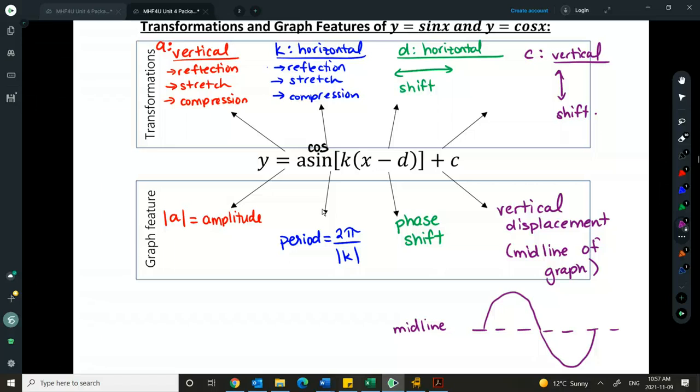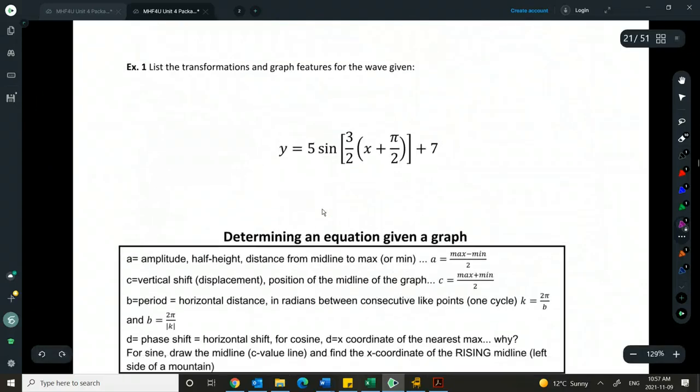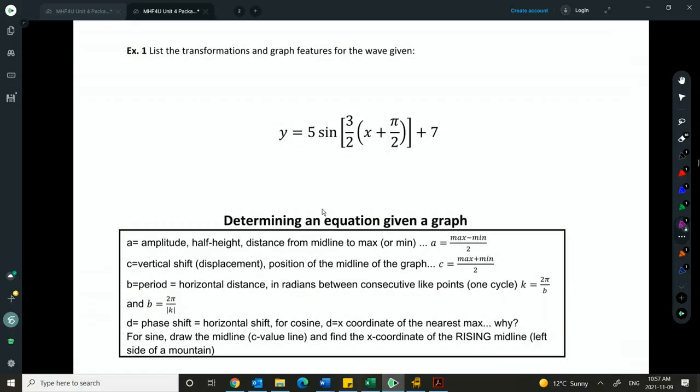All right, so that's your quick recap. This is new, because it was 360 over k, now it's in radians, so it's 2 pi over k, but the same idea as what we did last year. Okay, so let's recap with this one. List the transformations and the graph feature of the wave function.